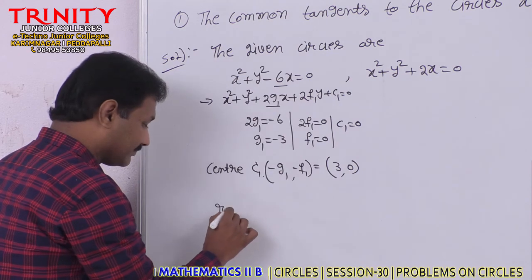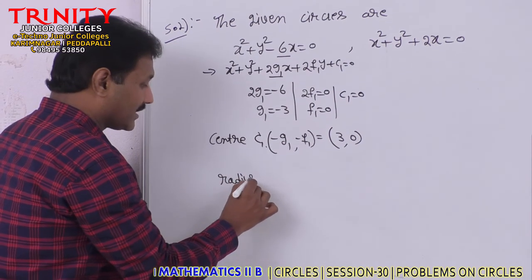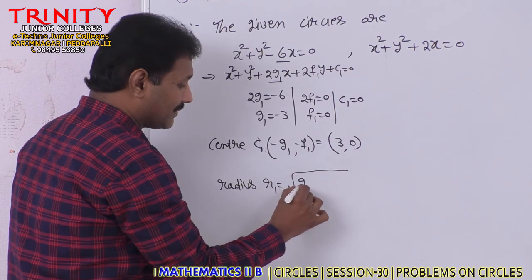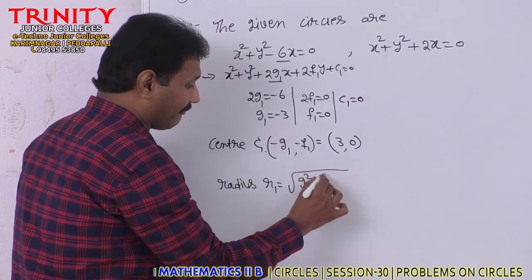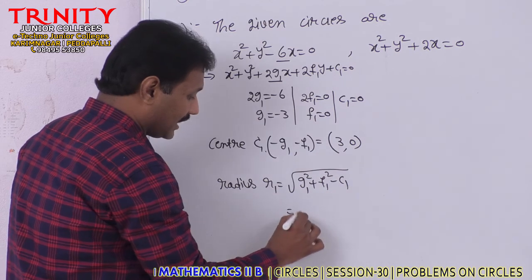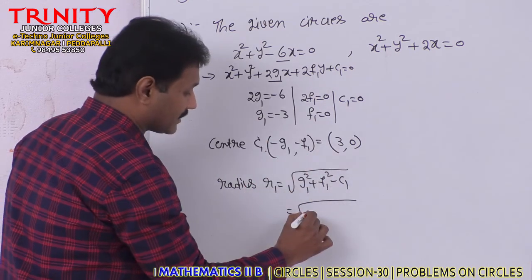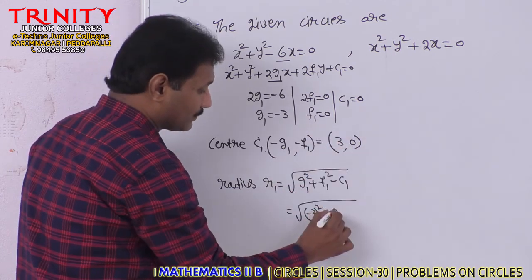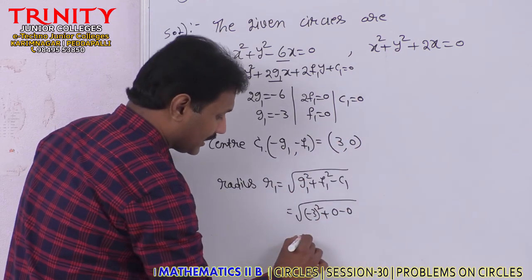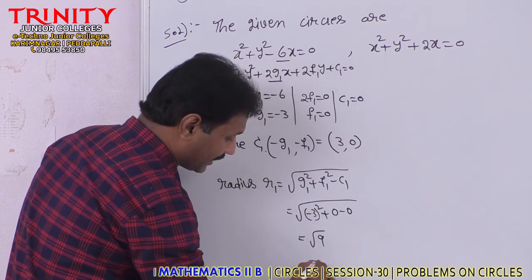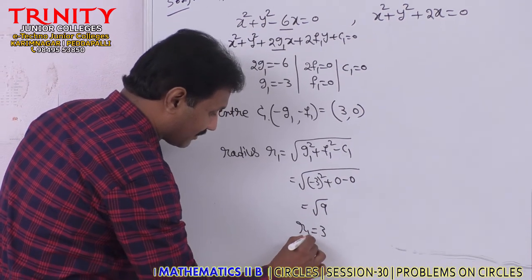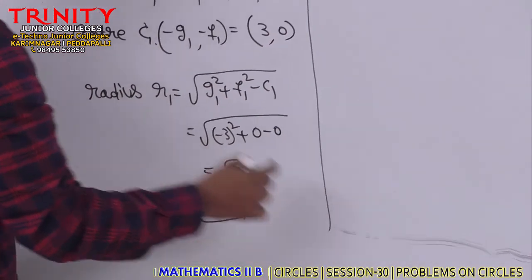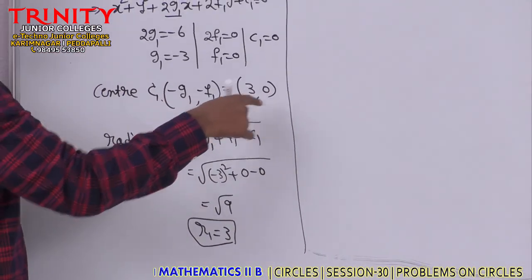Radius of the first circle is r1 equal to square root of g1 square plus f1 square minus c1, that equal to square root of minus 3 whole square plus 0 minus 0, that equal to square root of 9, that equal to 3. Therefore, radius of the first circle r1 equal to 3. Center of the first circle is 3 comma 0.